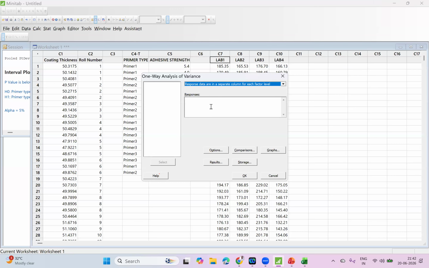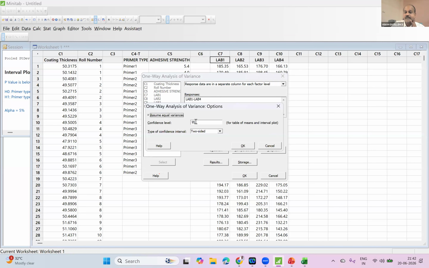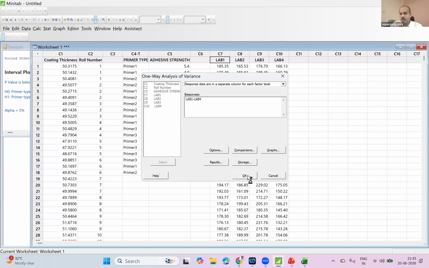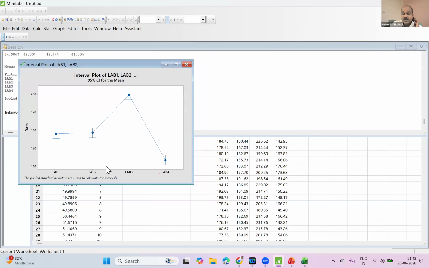Okay, then you click here under the response. Now you have to select all of lab 1, lab 2, lab 3, lab 4. Click and select. Now go to options. Confidence level 95%. Keep it two-sided. See here whether the tick mark is placed or not. Tick mark should be placed. Now you give OK. You give one more OK. The ANOVA is done for you. Now, are you seeing the interval plot? By seeing the interval plot itself, are you able to understand the turnaround time?